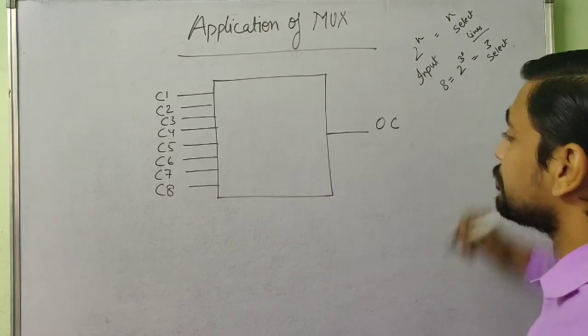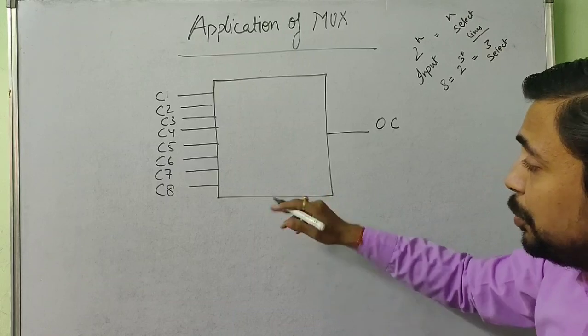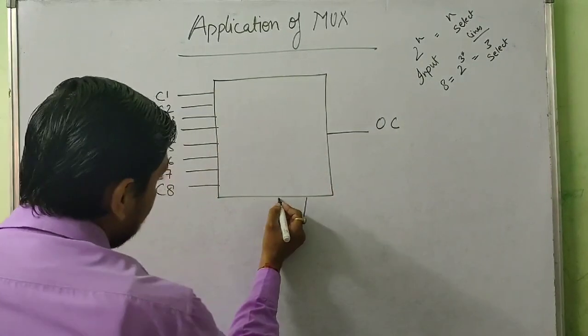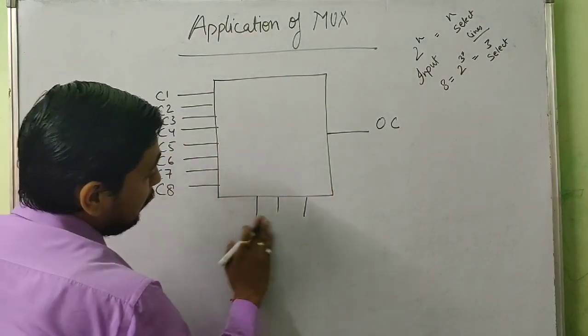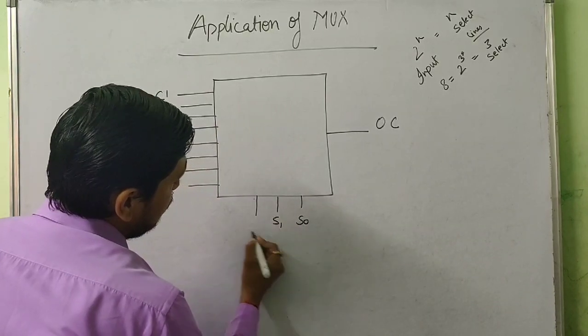So there are 8 channels over here. How many selection lines do you need to choose a specific channel out of the 8? We need 3 selection lines. Now let's name them as S0, S1 and S2.